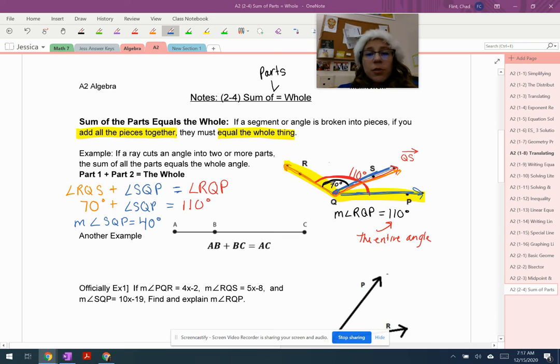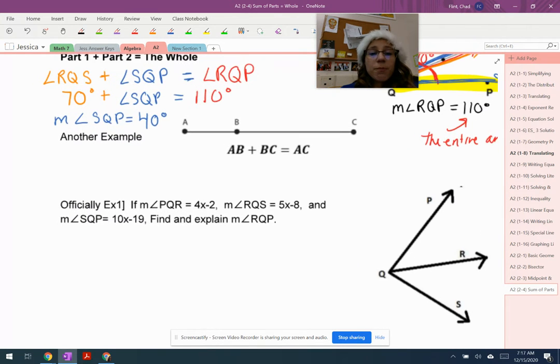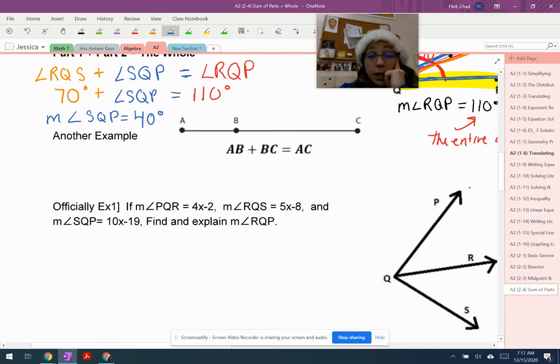Okay, so we're continuing on with sum of the parts equals the whole. And we're just going to look at this little itty bitty another example here with the line segment. So, if I have a line segment, I have line segment AC that's cut into pieces. There's point B, not in the middle, but there's point B that does cut it into two parts.